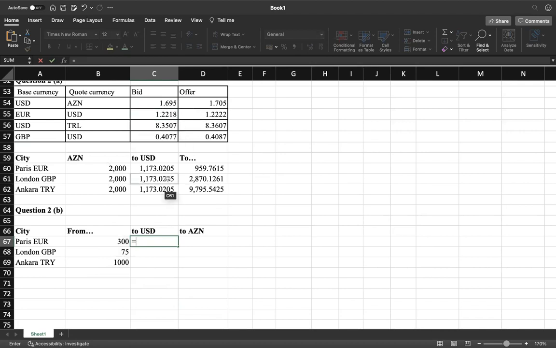USD, 1.22 ASEAN, 18 USD. Again, I am saying it. Okay. I'm dividing, multiplying amount with this rate.